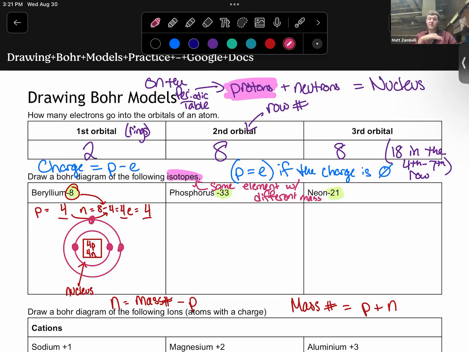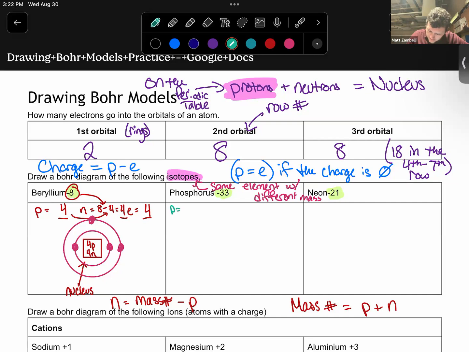Remember, these aren't specific spaces you have to go, but it might be helpful to start the same way we're going to follow along in the future with other models we draw. But if yours looks a little bit different, your electrons are in a different place, that's totally fine. Okay, so I'm going to do that again for phosphorus.